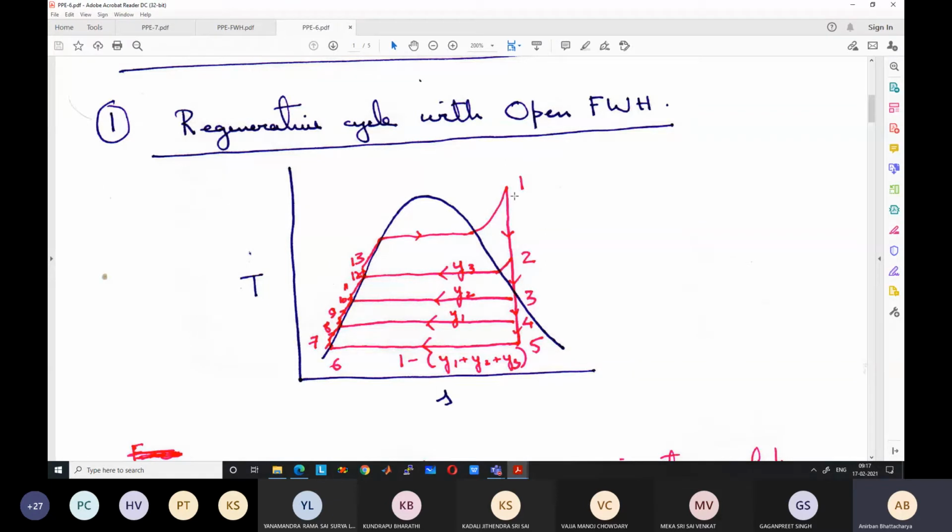Although the net work output from the cycle has decreased, because you are extracting some steam from the turbine. So less steam is available for work in the turbine. But this is offset by the decrease in heat required in the boiler. So the net effect is that the efficiency is increased. Okay.